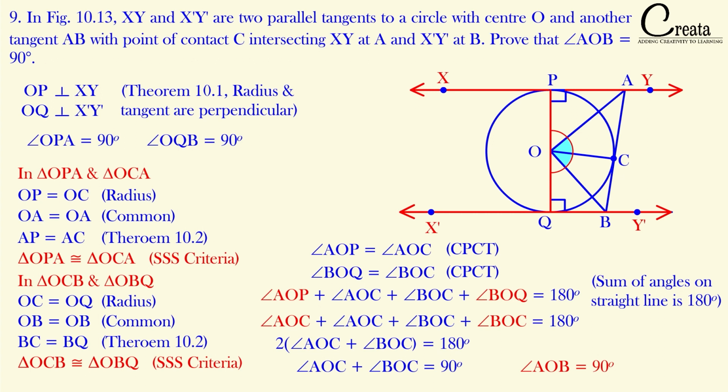Are we able to correlate why we need PQ as the diameter? If PQ is not the diameter, then PO and OQ are only two radii, and we cannot correlate it with the concept of a straight line, that is, the sum of all the four angles on a straight line will be equal to 180 degrees. So our purpose will be defeated. So we need PQ as a diameter with a straight line. So we have done with the question number 9. Let's move to question number 10.